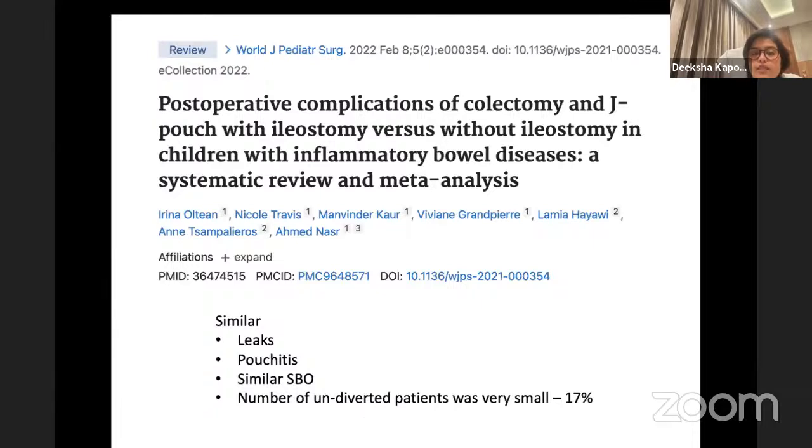Similar data was demonstrated in another meta-analysis which looked at data of only pediatric patients in a pouch with a stoma versus no stoma. And they said that the rate of leaks, pouchitis, small bowel obstruction were all similar. But the one fallacy in this was that the total cohort was 800 and the undiverted patients was actually very small, only 17%.